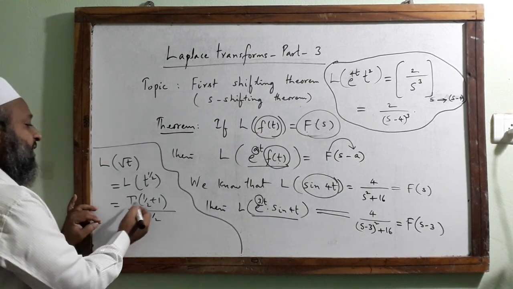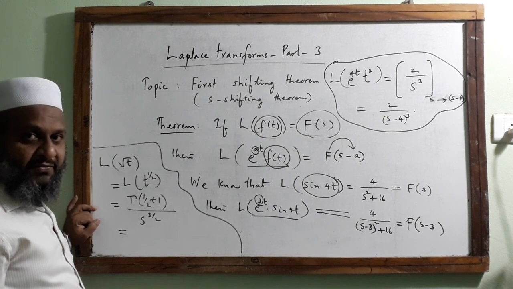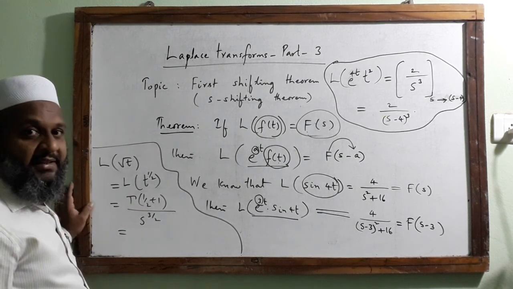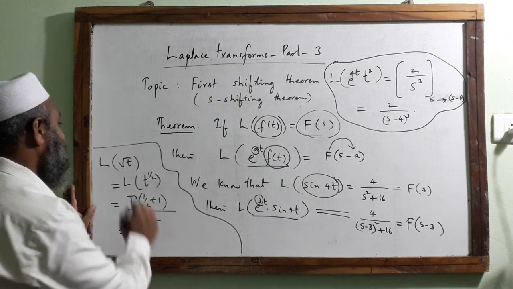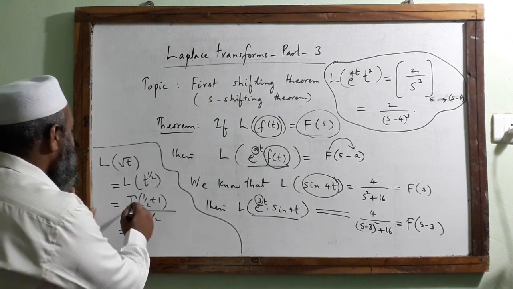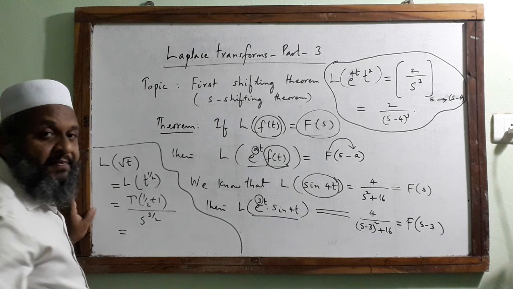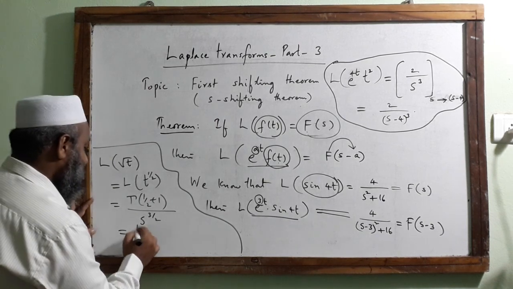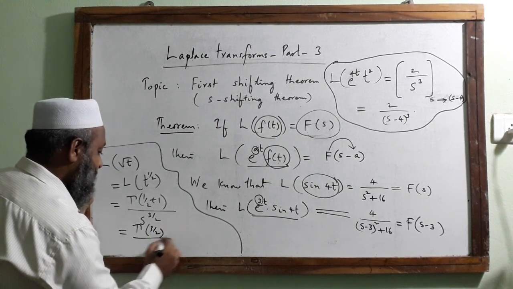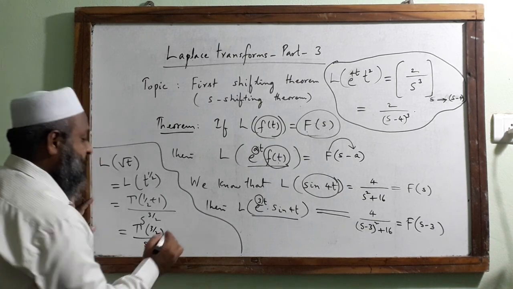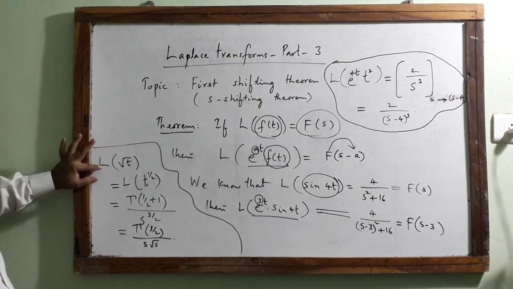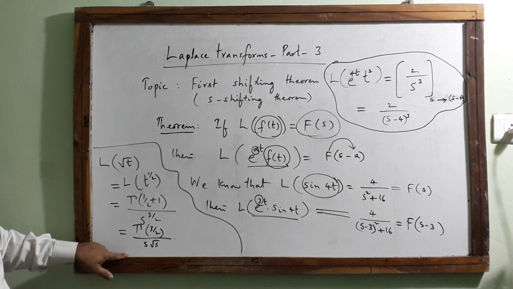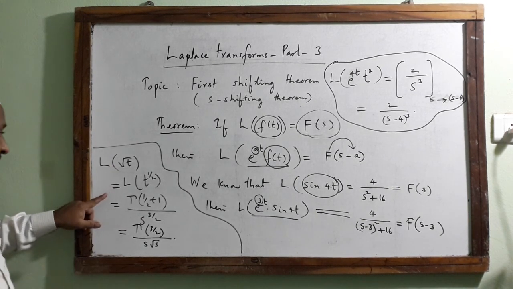So it is gamma of half plus 1 by s to the power of half plus 1, that is 3 by 2. Now L of root t is this one. Gamma of n plus 1 by s to the power of n plus 1, that is gamma of 3 by 2 by s root s. Now this is L of root t. I hope you are clear about this, right?